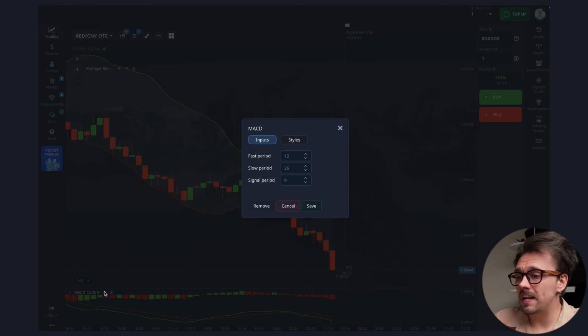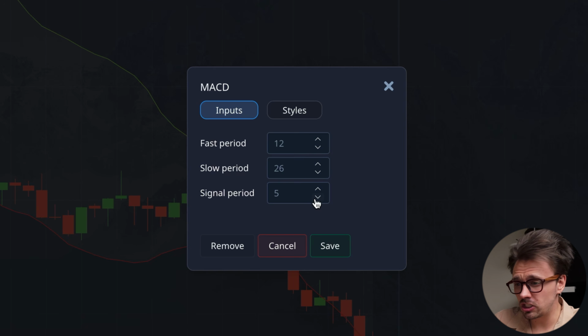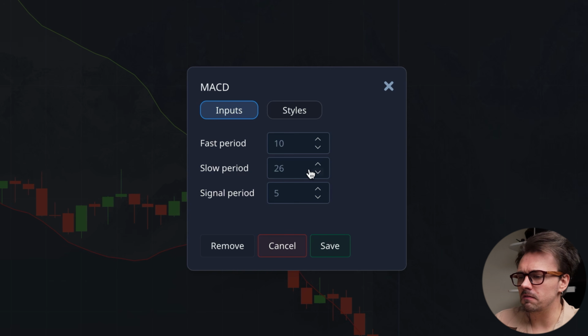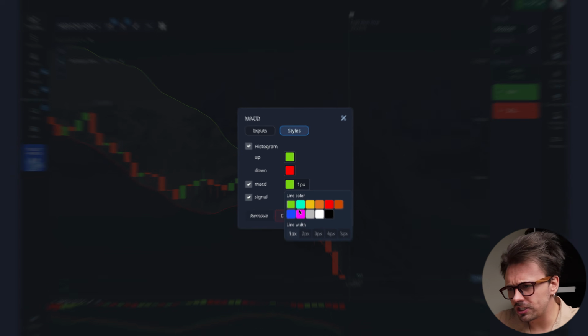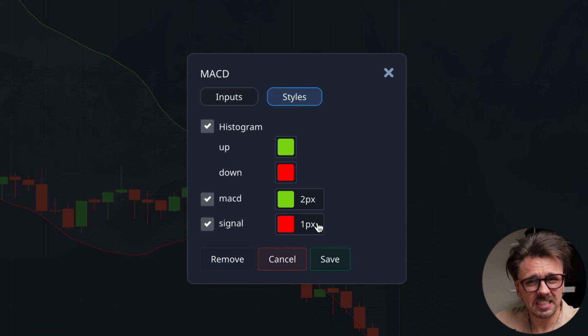Now MACD settings. Fast period 12, fast average. Slow period 15, slow average. Signal period 5, smooth and forced signals. This makes MACD quite sensitive. For style, I just make the lines brighter, easier to read. And we're done.